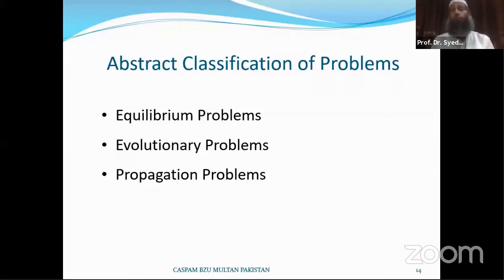If there is a fluctuation in a big city, for example, Karachi is considered an industrial hub of Pakistan. If there is some sort of fluctuation in Karachi, that fluctuation will travel to other cities of the country. And then that fluctuation may be modeled with the help of propagation problems.